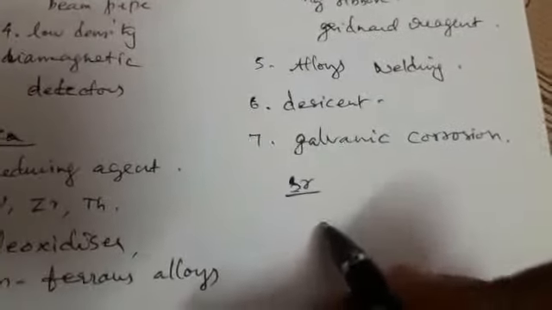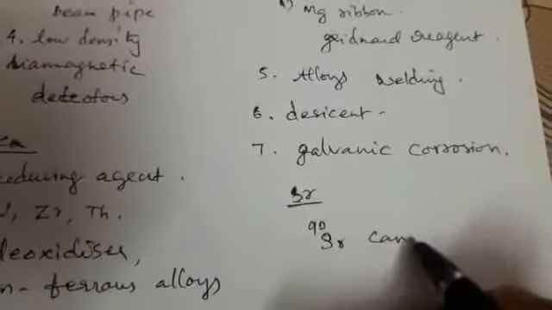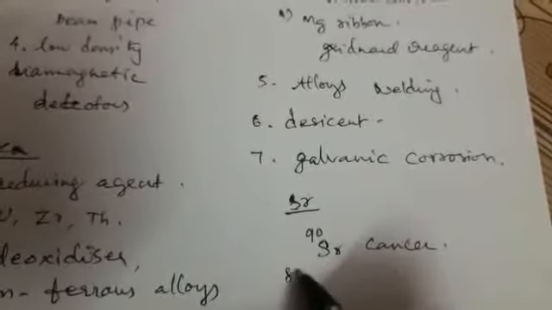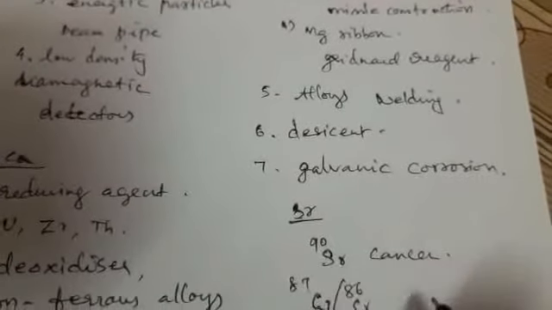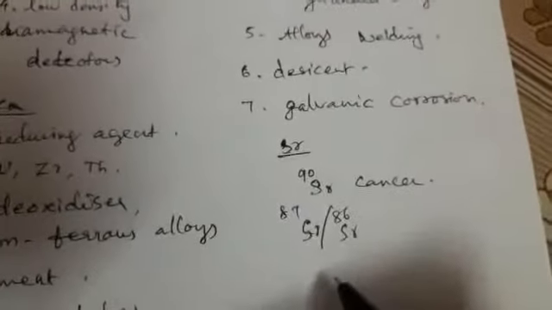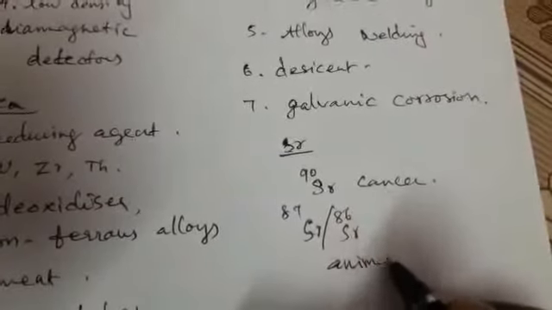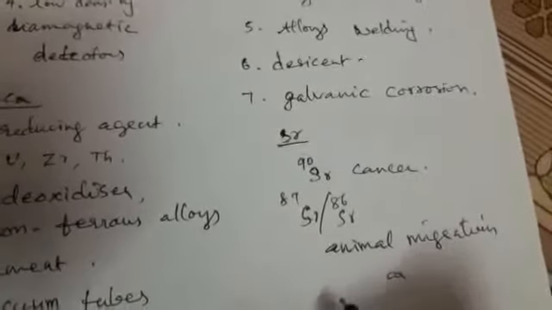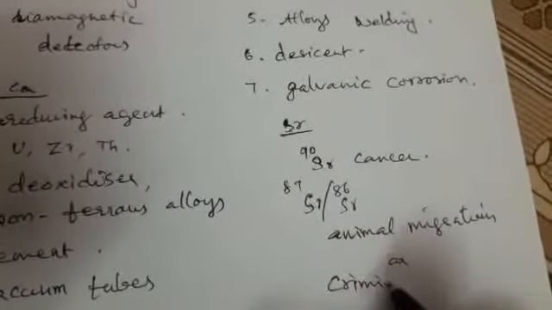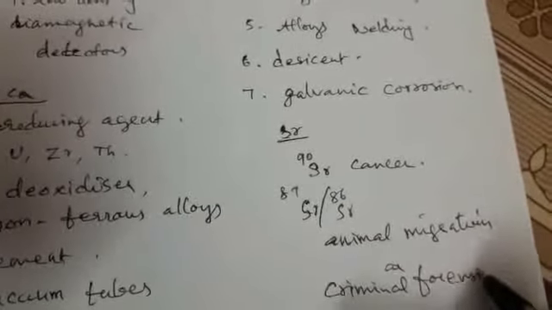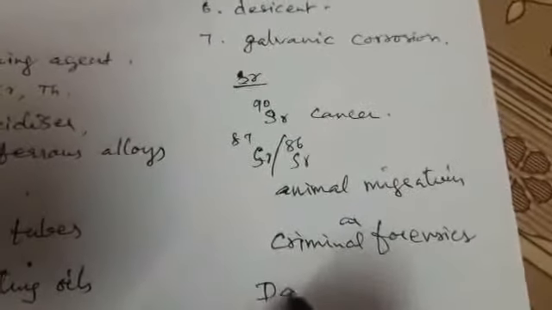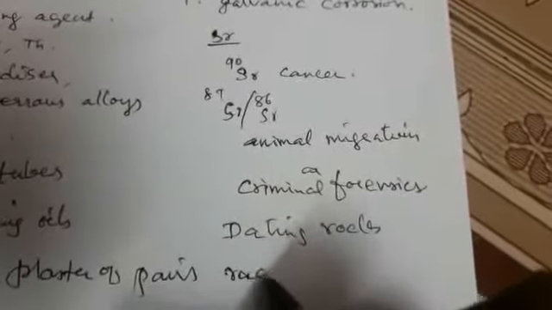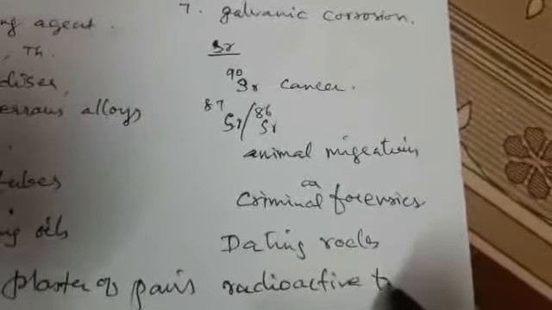Next is strontium. Strontium-90 is used for cancer therapy. Second, strontium-87 and strontium-86 are commonly used for tracing animal migrations and criminal forensics. Next, dating rocks and radioactive tracers.